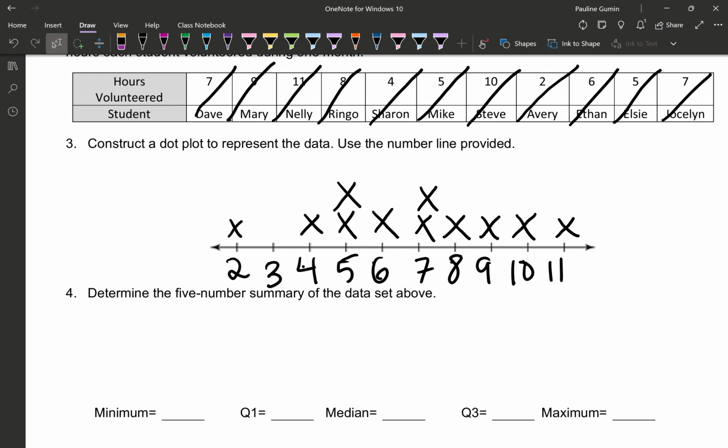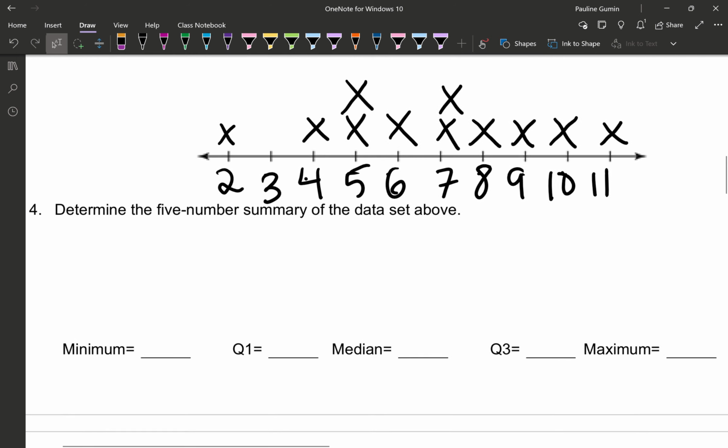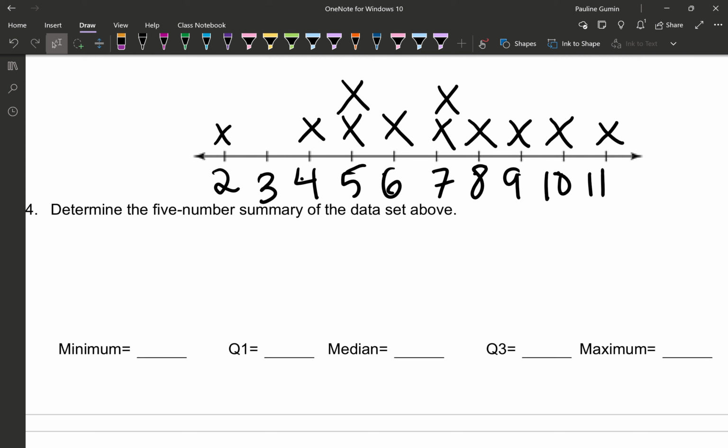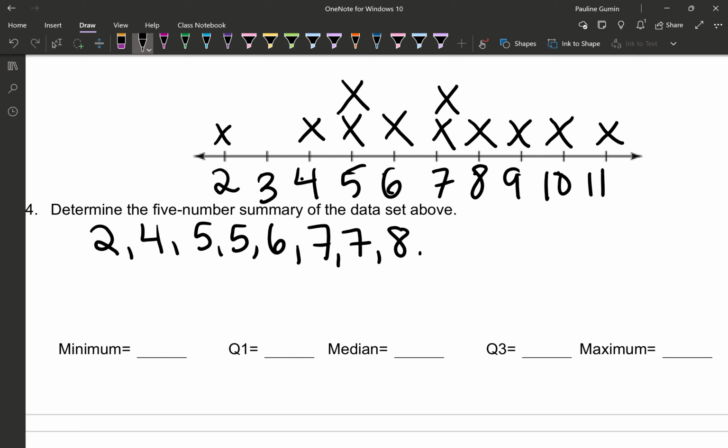Number 4. Determine the 5-number summary of the data set above. Now, in order to do our 5-number summary, we have to organize our numbers from smallest to largest. Luckily, we pretty much did that with this dot plot. So I'm going to use it to write my numbers in order, and then we'll determine the 5-number summary. All right. I got a 2, 4, 2 5s, a 6, 2 7s, and 8, 9, 10, 11.